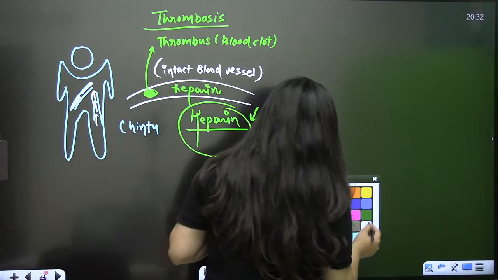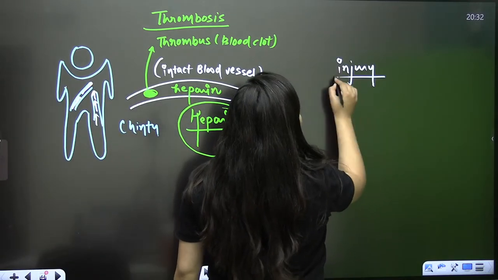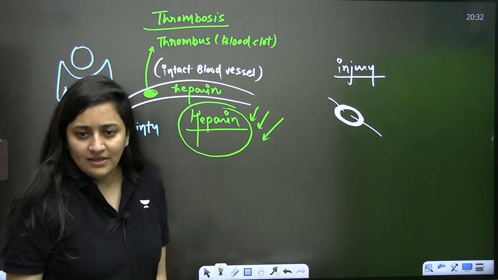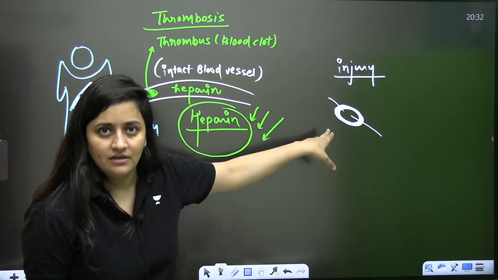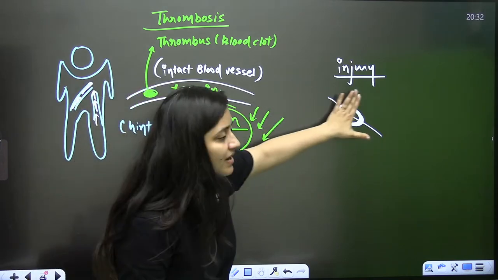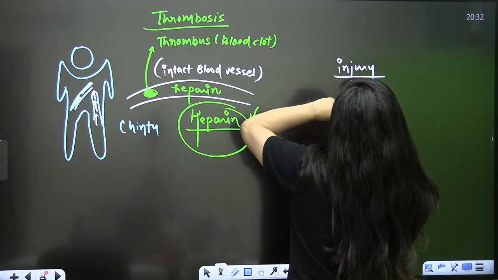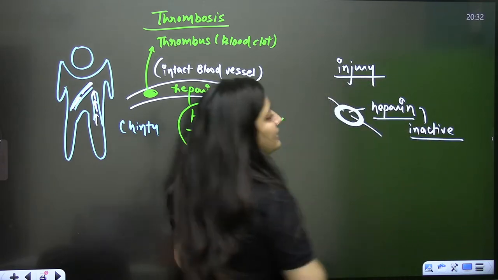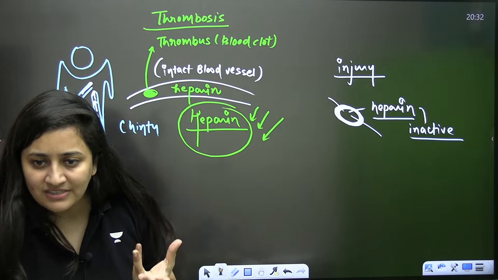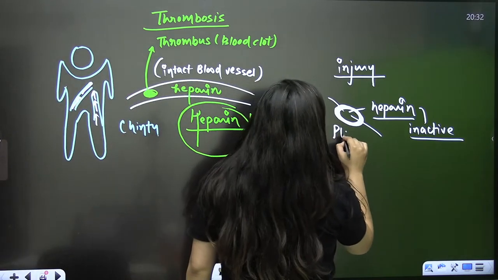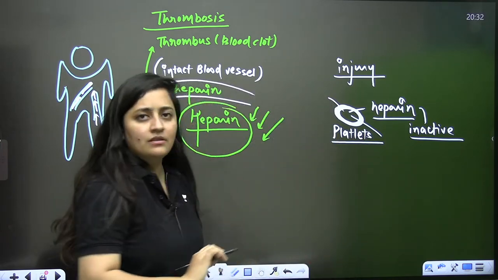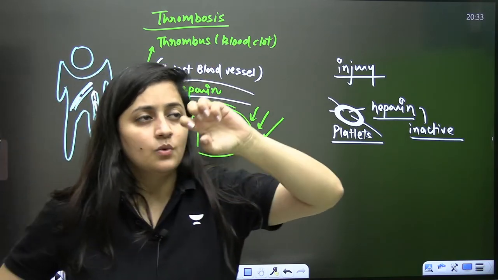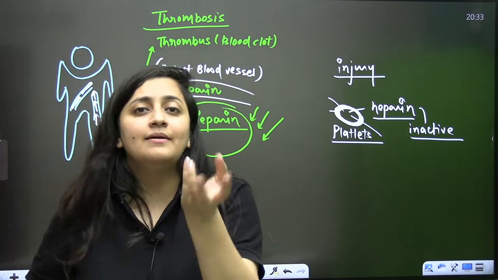Now when there is an injury, don't you think at this particular site the blood flow needs to stop? So here, don't you think that heparin needs to become inactive? Heparin should be inactive here. Of course, yes. And moreover, you know that platelets are going to play the role in blood clotting, so they should also come here. So in this blood clotting cascade, we'll be talking about the different proteins. We also call them blood clotting factors.